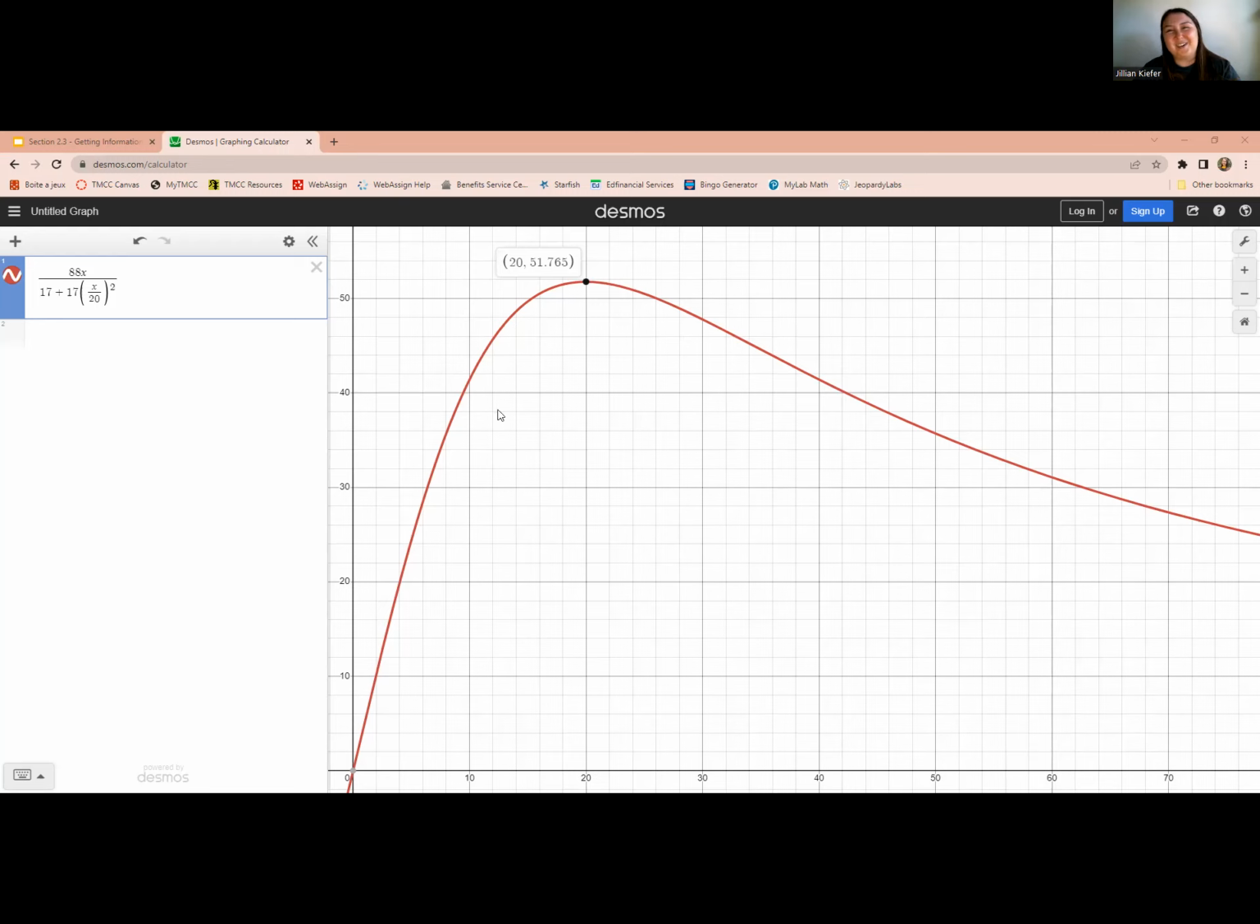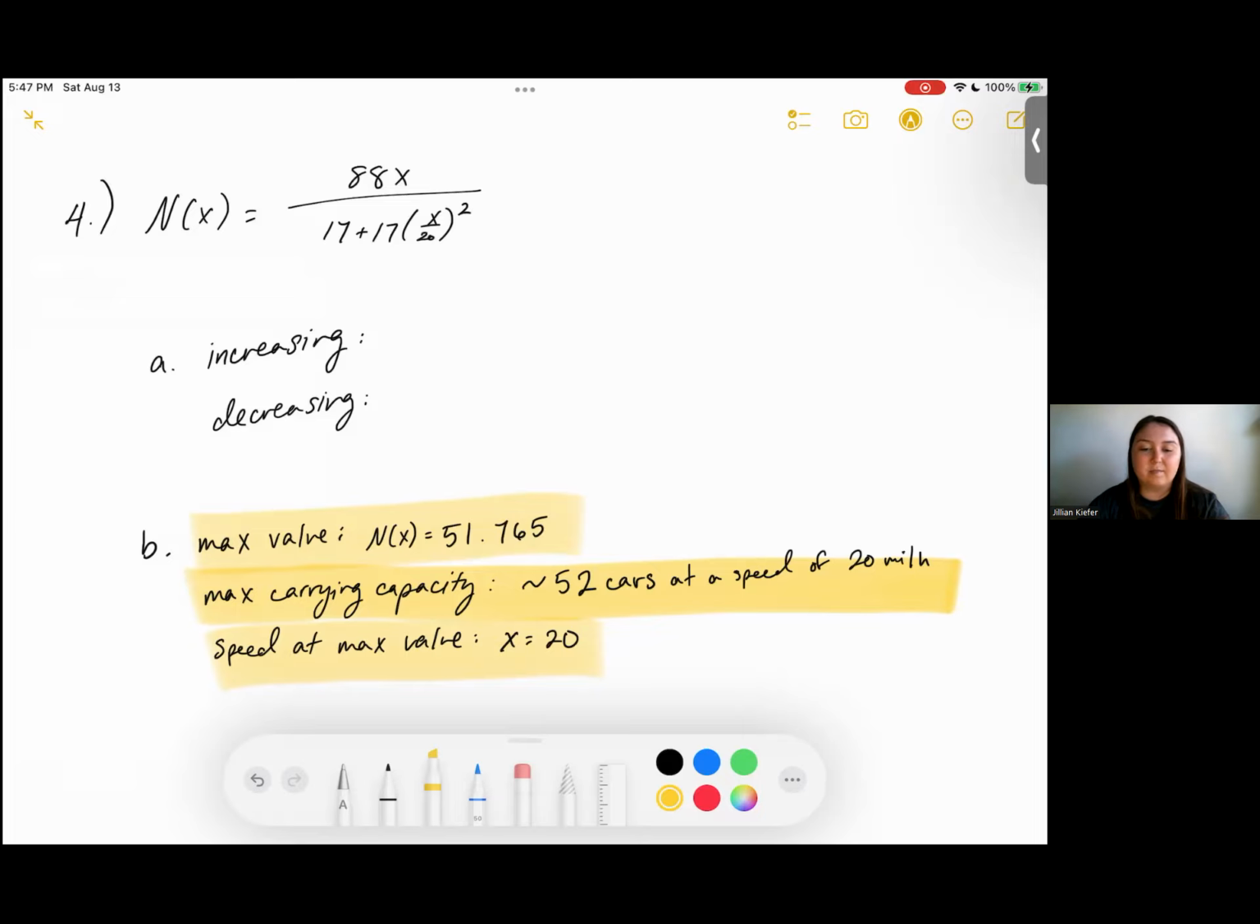So that's what we're going to go ahead and write. Let's write that in our notes and finish up our problem. All right, so we said our function here was increasing on the interval 0 to 20 and decreasing from 20 to infinity. So, all right, that finishes up our problem number 4. So let's go ahead and go back over to our lecture.